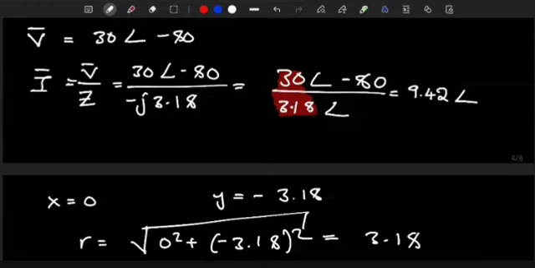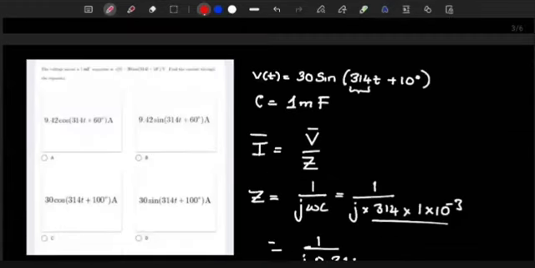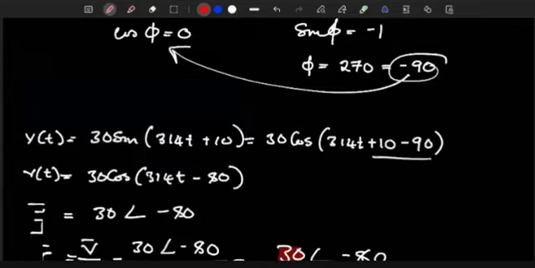When I go back to the options, do we have 9.42? We see that we have 9.42 here, and we also have 9.42 here. So we now know that the peak current is 9.42. The only thing left is which version is correct. Are we going to go with the cosine or with the sine? Let's proceed a little bit.